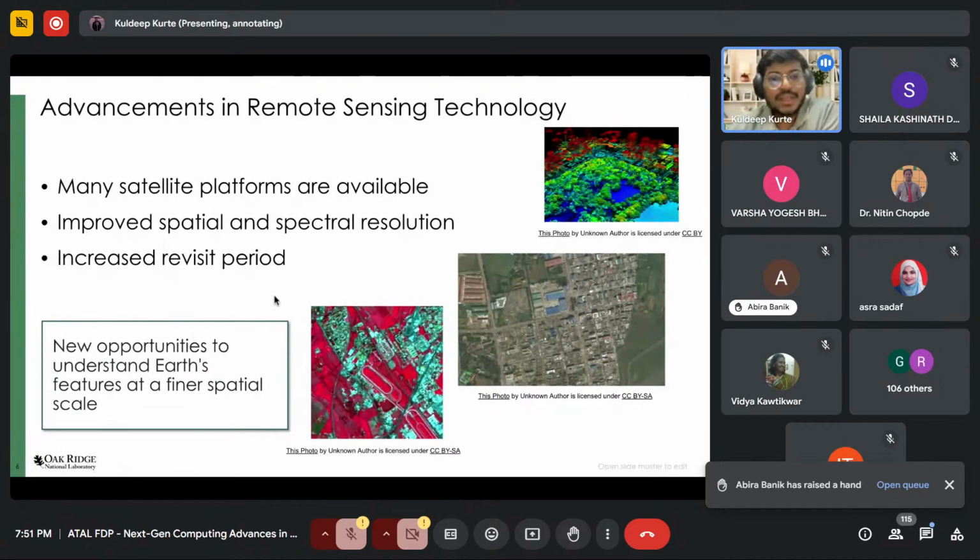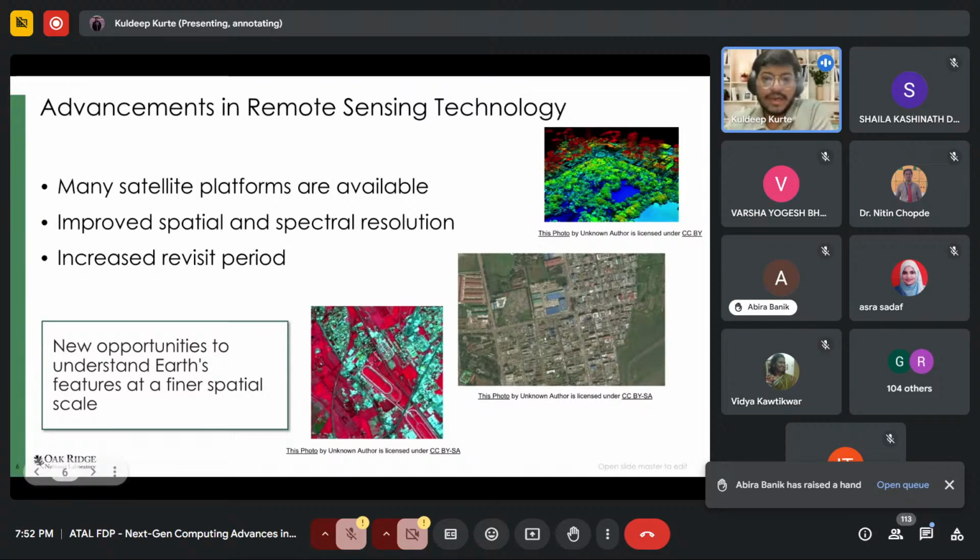And again, due to the increase in satellite technology, satellites are now able to increase their revisit frequency. Revisit period means at what frequency, after how many hours, the satellite will revisit the same location of the earth. That also generates more data. Because of all those developments, there are new opportunities to understand our earth features at a finer spatial scale. But that led to challenges also.